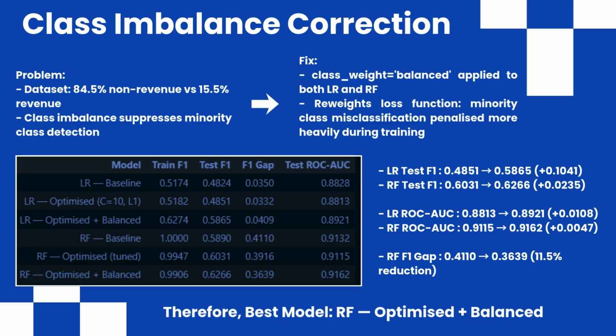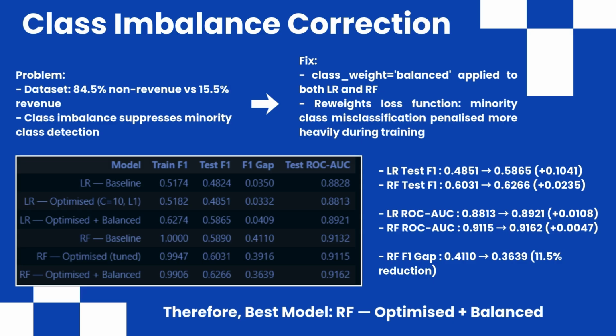Third, we address the class imbalance in the dataset. Applying class weight equal to balanced, we weight the loss function to penalize minority class misclassification more heavily. These are some of the noted gains from these techniques. One notable gain is that the RF F1 gap was reduced by 11.5%, to 0.3639.